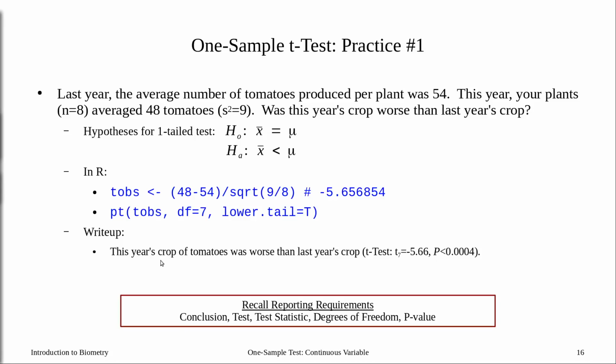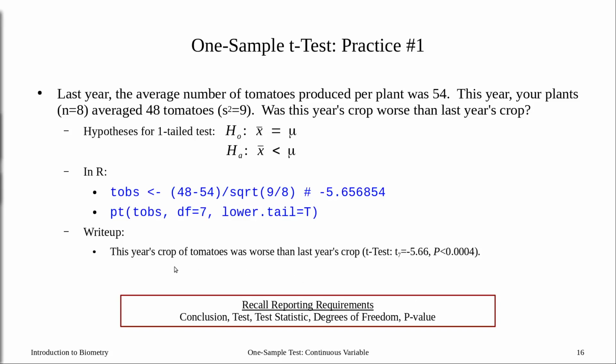So our write-up is: this year's crop of tomatoes was worse than last year's crop. Again, we're referring back to the biological question. T-test, our t observed is negative 5.66. We typically round to 2 decimal places for the test statistic, and this time I gave the degrees of freedom as a subscript. So t subscript 7, and then I report the p-value. So just recall the reporting requirements. We need all 5 for a t-test.